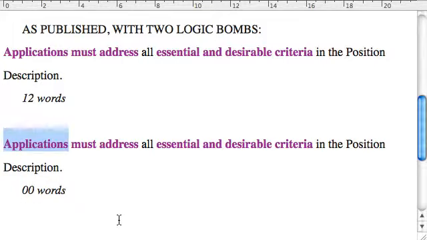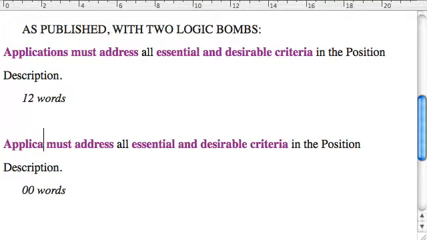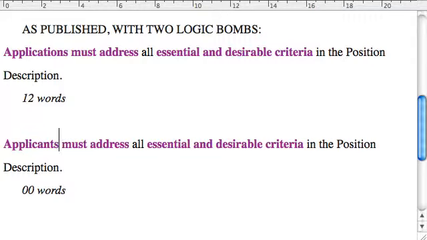The first logic bomb to defuse is this word applications. An application is merely an inert form. It cannot address anything. Addressing things requires a human agent, which in this case we refer to as applicants. Applicants can and therefore must address all essential and desirable criteria in the position description.